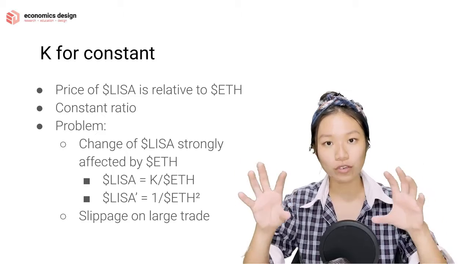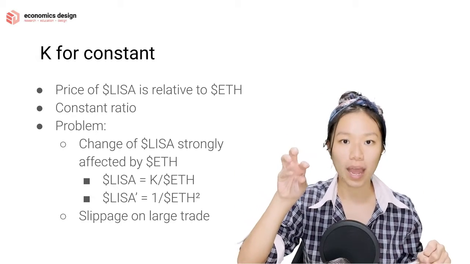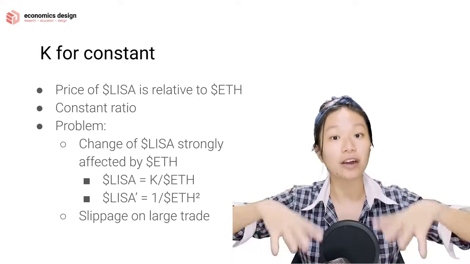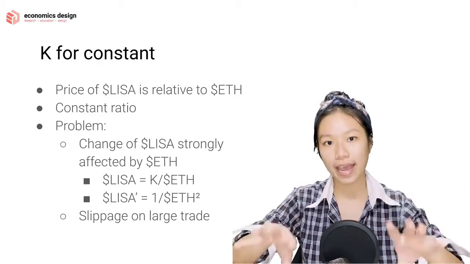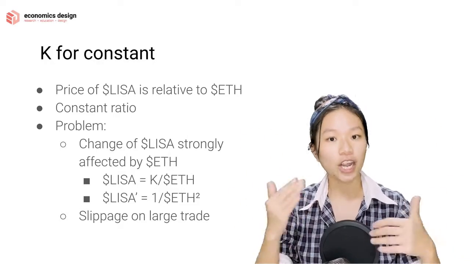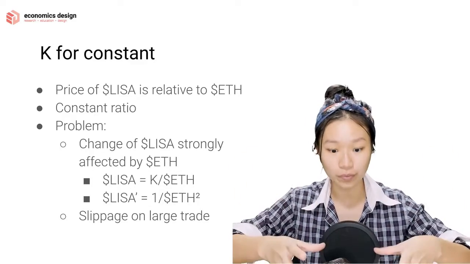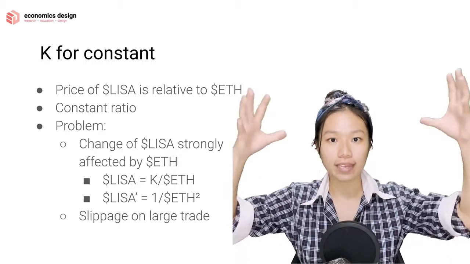So the square is actually a very important impact because it blows up the entire function. So it means that as much as we want to say that K is constant, the interaction, the relationship between the two tokens in that constant pool is affecting each other in a very significant way as the trade gets larger and larger.